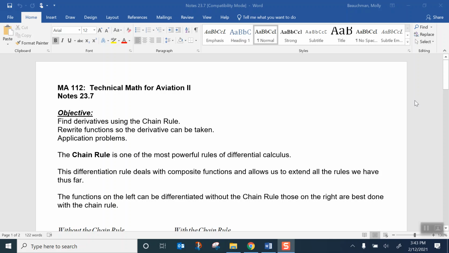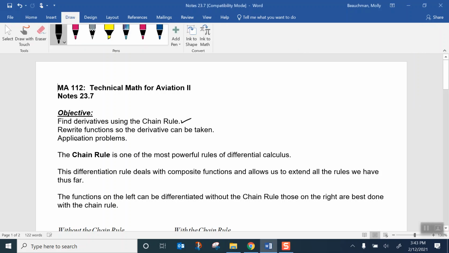In this video, we'll take a look at another derivative rule, and it's called the chain rule. So our objective is to find the derivative using the chain rule, rewrite functions so that the derivative can be taken using the chain rule or one of our other rules, and then we'll take a look at an application problem. So the chain rule is one of the most powerful rules of differential calculus.